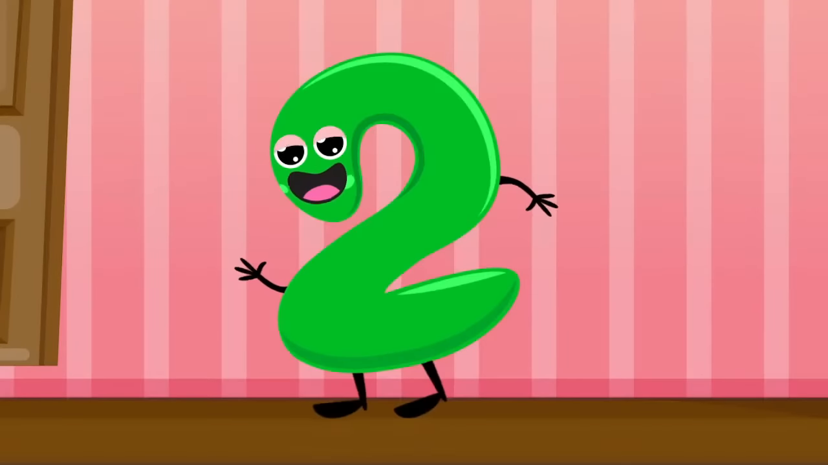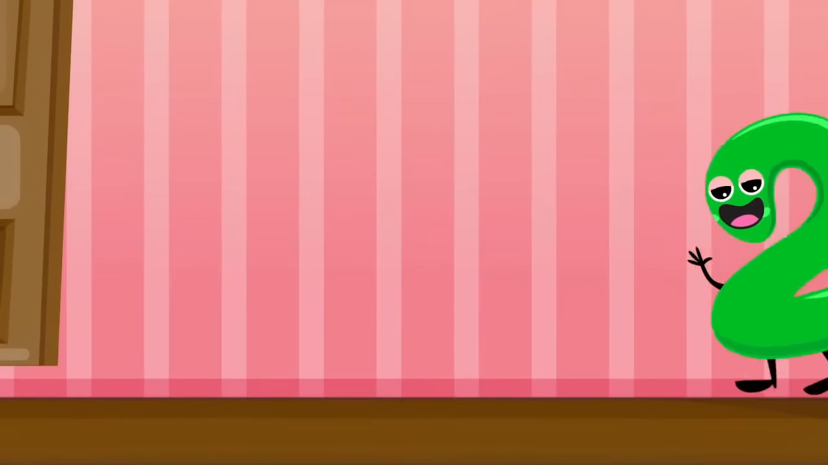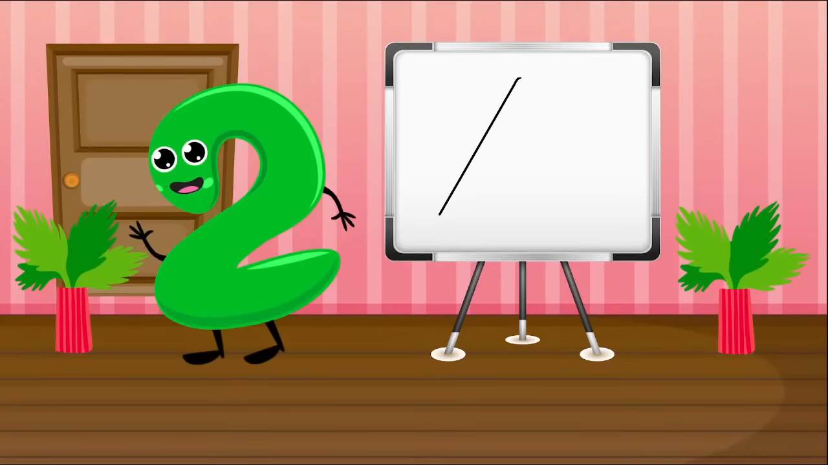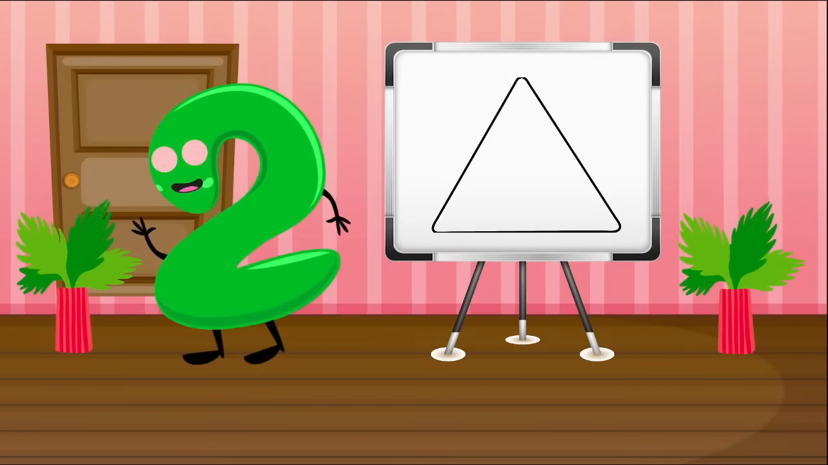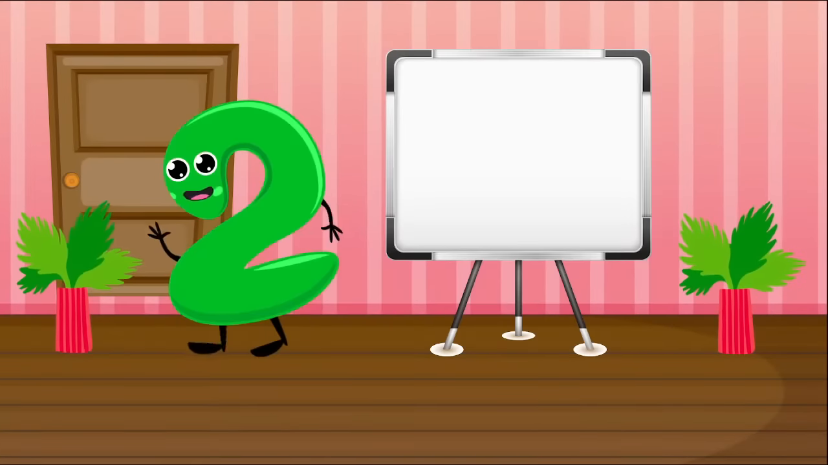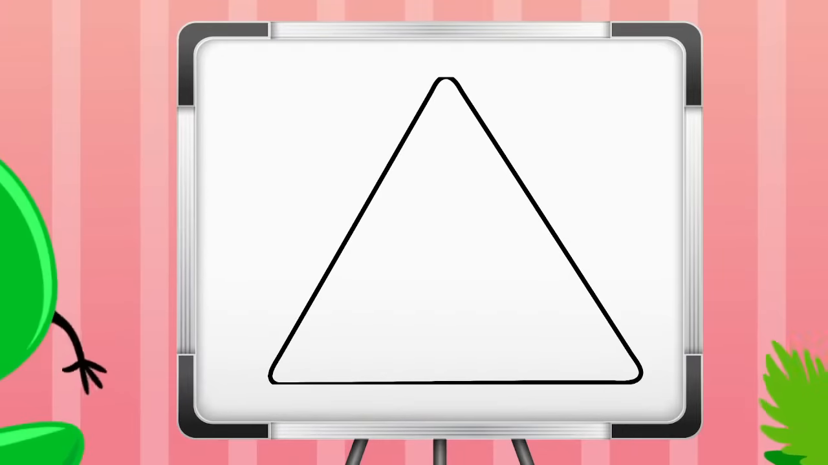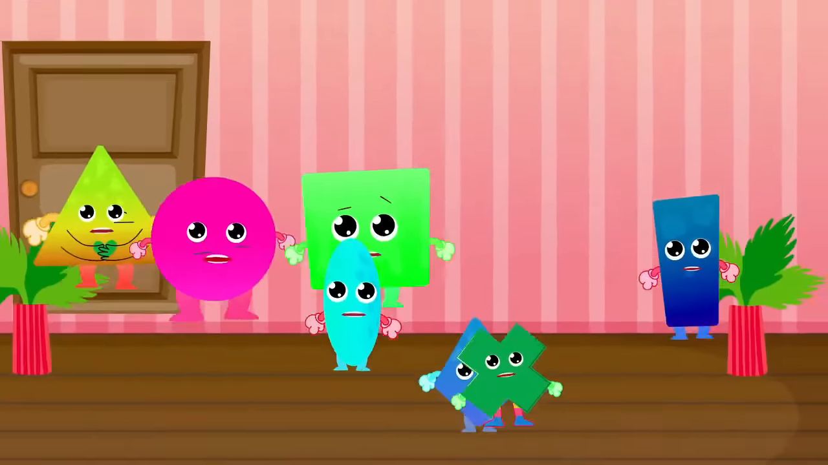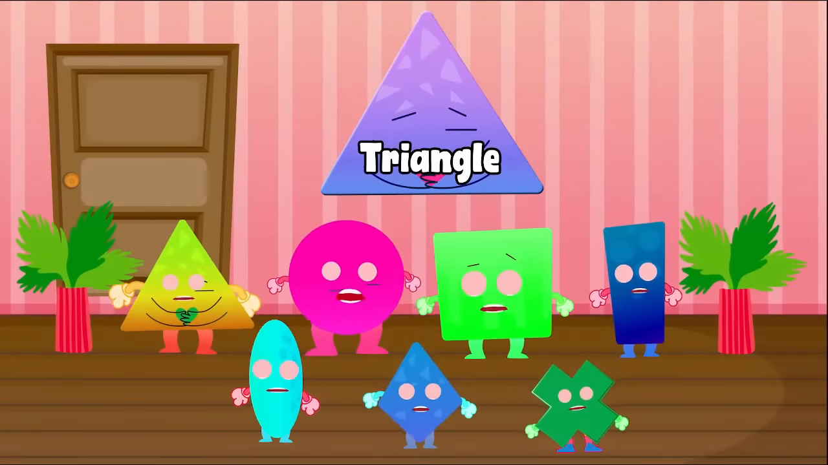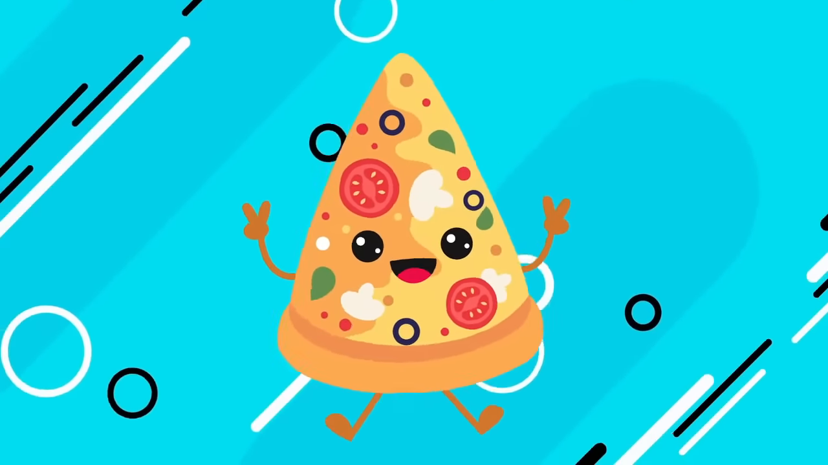Okay, here we go. What shape is this? Can you tell the name of this shape? It has three sides. It's a triangle shape. Can you show me a triangle thing? This.